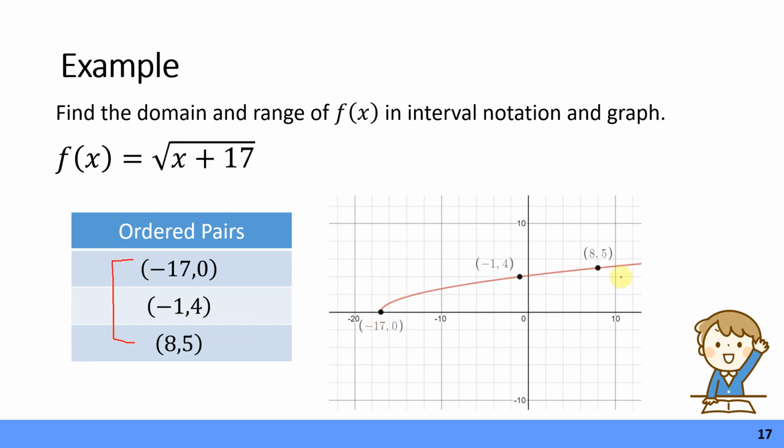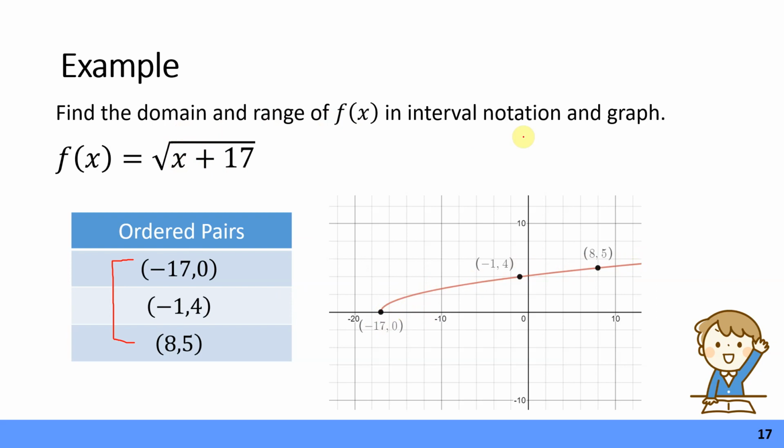And you guys know that roots look like this, right? Remember, if you look at your notes for square root parent functions, the graph looks like that. And of course, this one's just shifted 17 units this way. Okay, so look at that. We found the domain, we found the range, and we found the interval notation.